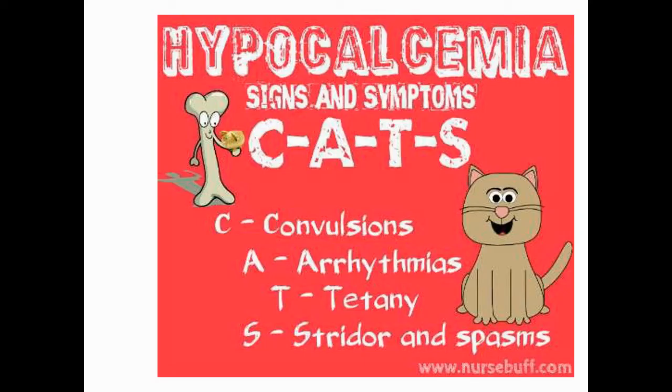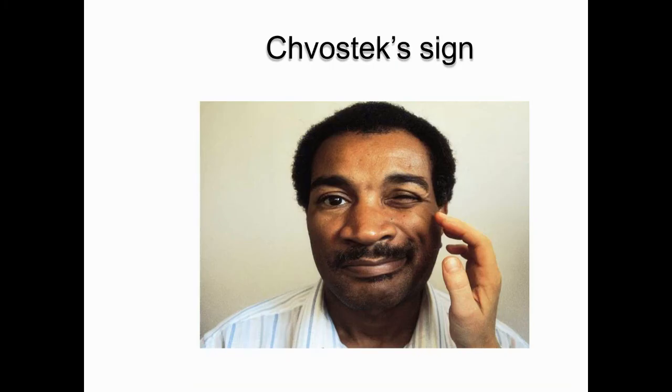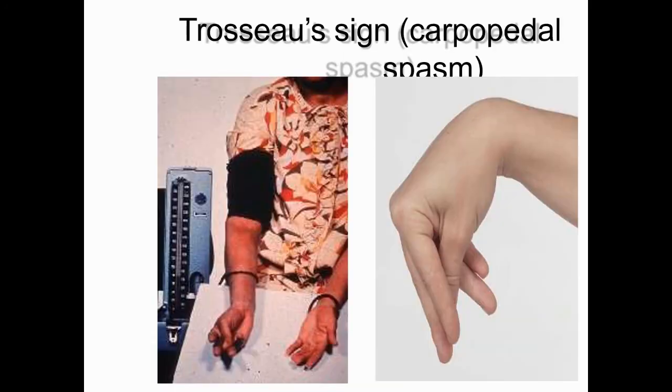So what are the symptoms of hypocalcemia? It includes CATS, which is a mnemonic: convulsions, arrhythmias, tetany, stridor, and spasms. We can also see the Chvostek sign in hypocalcemia, and the Trousseau sign, which is carpopedal spasm.